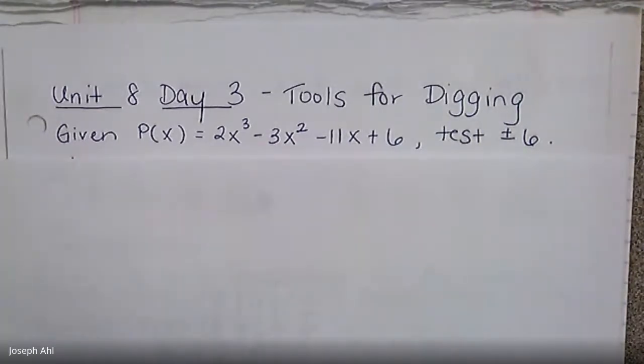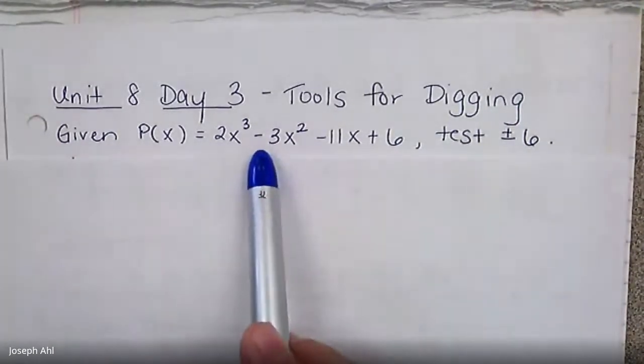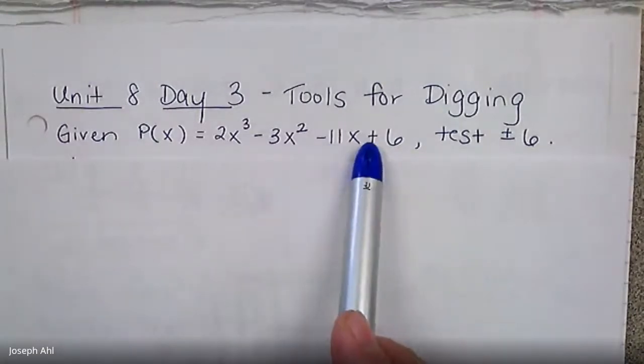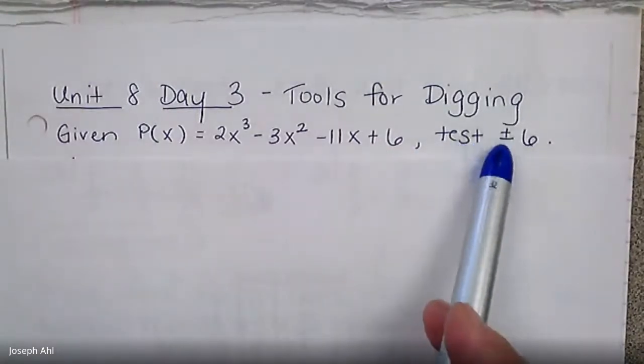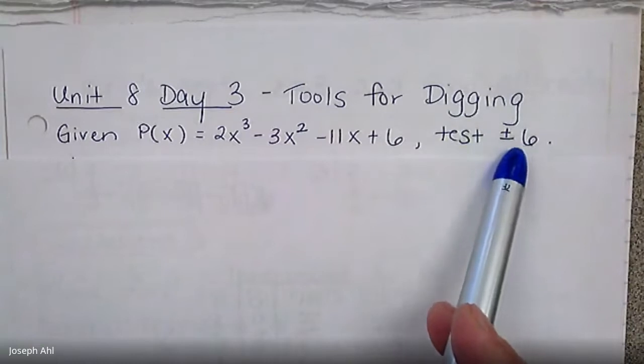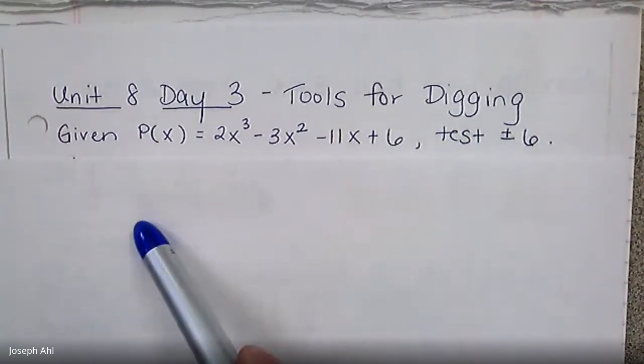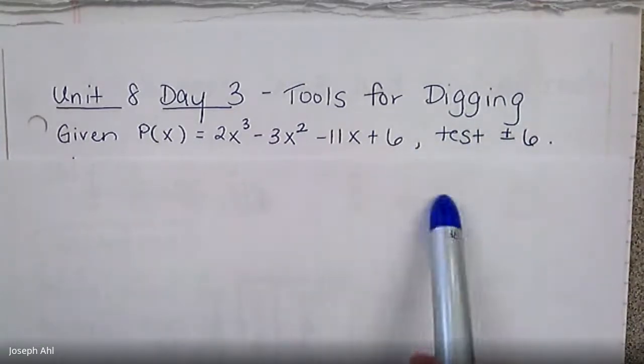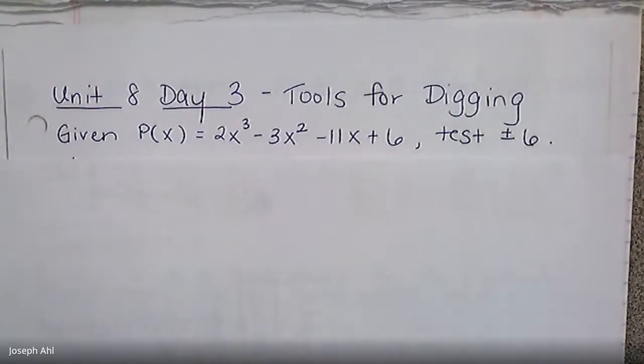What I want you to get started with is, given this polynomial, 2x cubed minus 3x squared minus 11x plus 6, I want you to test both positive and negative 6 with synthetic division. Test 6 with synthetic division, then separately test negative 6 with synthetic division. Once you're done, we're going to analyze the results. So hit pause real quick, because I'm about to reveal the correct answers.